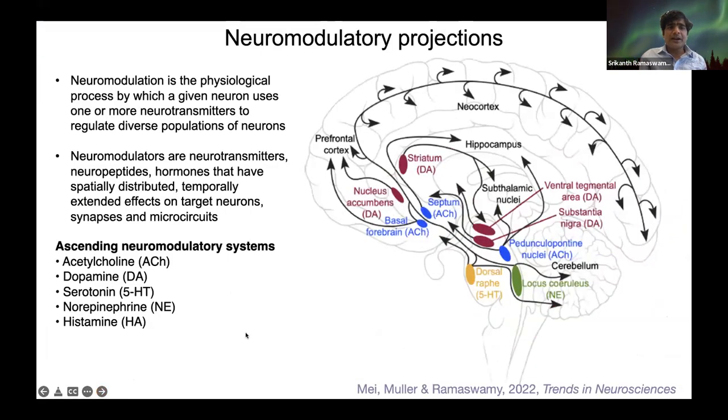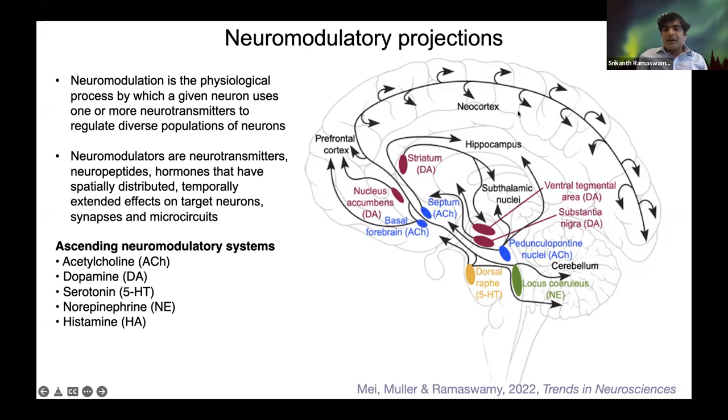So what are these neuromodulators or what is neuromodulation? Of course, there's also another definition of neuromodulation that's clinical, but the focus of today's meetup is on neuromodulatory systems, which are physiological processes by which a given neuron uses one or more neurotransmitters or chemicals to regulate diverse populations of neurons. So neuromodulators are collectively neurotransmitters or neuropeptides or hormones, signaling chemicals that have some kind of spatial distribution across many different brain regions. In addition, they also have temporally extended effects on target neurons, synapses, and microcircuits in different brain regions.